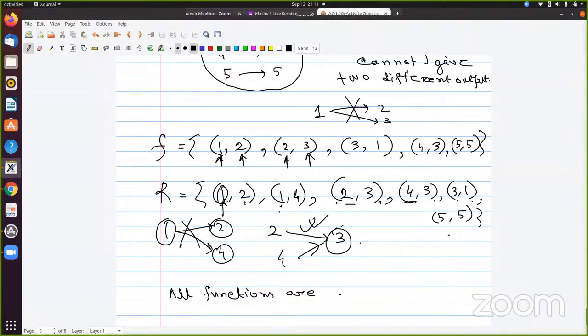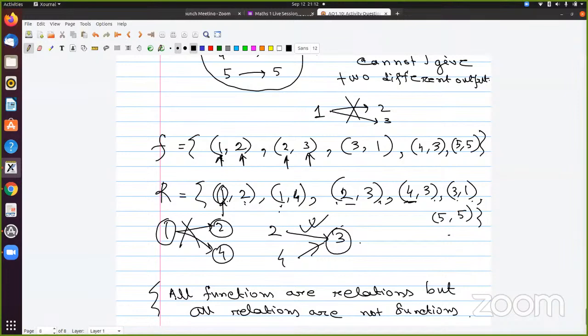All functions are relations, but all relations are not functions. So can we say that function is a subset of relation? It is not necessarily a subset kind of thing. This is the statement I am making: if you take any function, that is a relation, but if you take a relation, that may not be a function. That only we can say.